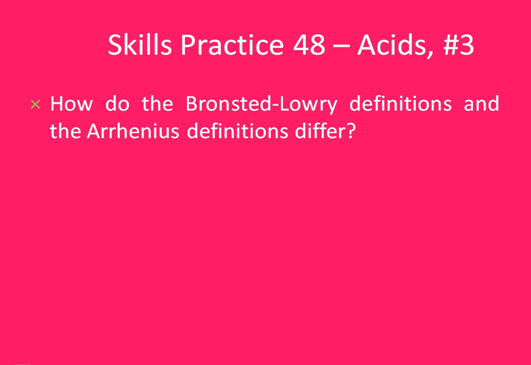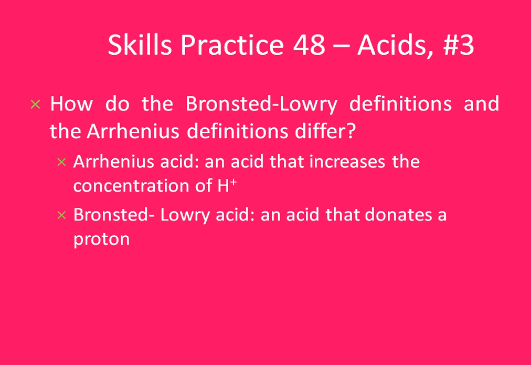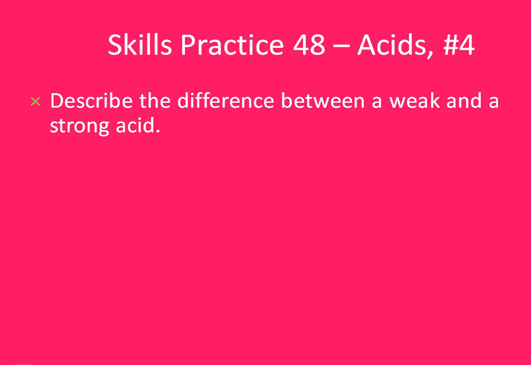So the third question is, how do the Bronsted-Lowry definitions and the Arrhenius definitions differ? You need to know what they are. So an Arrhenius acid, as we just said, is an acid that increases the concentration of H+, but a Bronsted-Lowry acid is an acid that donates a proton to a base, so there's a proton acceptor in there. That means there has to be a base present.